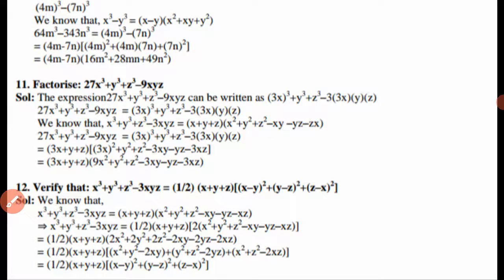We have to factorize 27x cube plus y cube plus z cube minus 9xyz. So here the expression we have is 27x cube plus y cube plus z cube minus 9xyz.